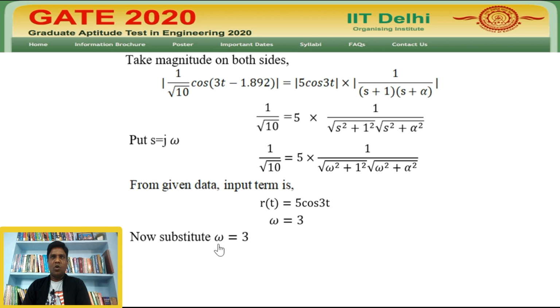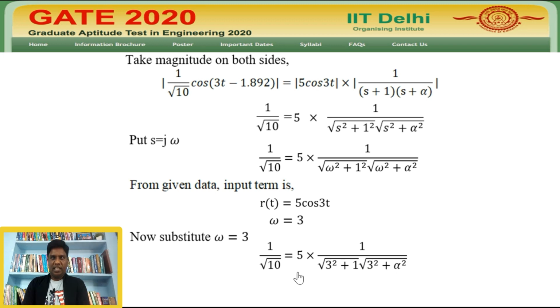Now substitute omega equal to 3 in this equation, then the equation will be 1 divided by root 10 equal to 5 into 1 divided by root of 3 square plus 1 into root of 3 square plus alpha square. In the right hand side denominator, 3 square is 9. Then the equation will be 1 divided by root 10 equal to 5 into 1 divided by the root of 9 plus 1 into the root of 9 plus alpha square.